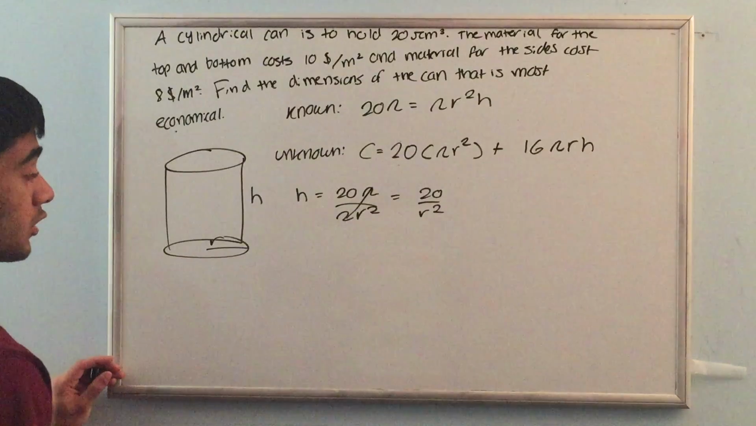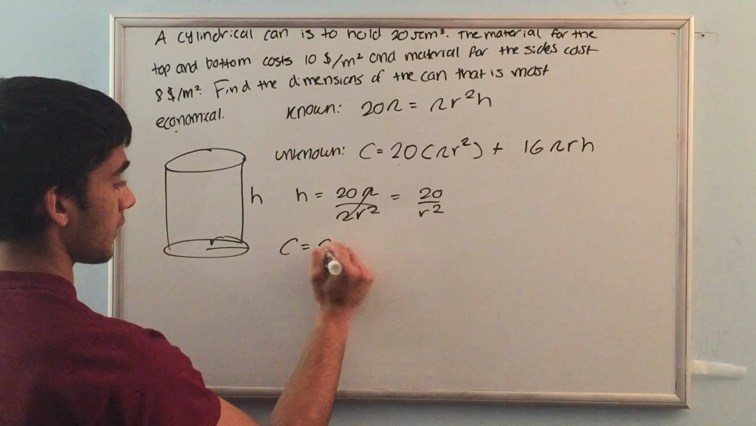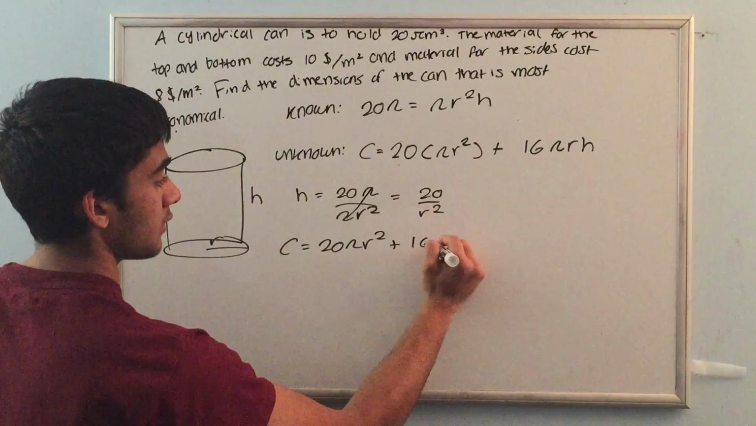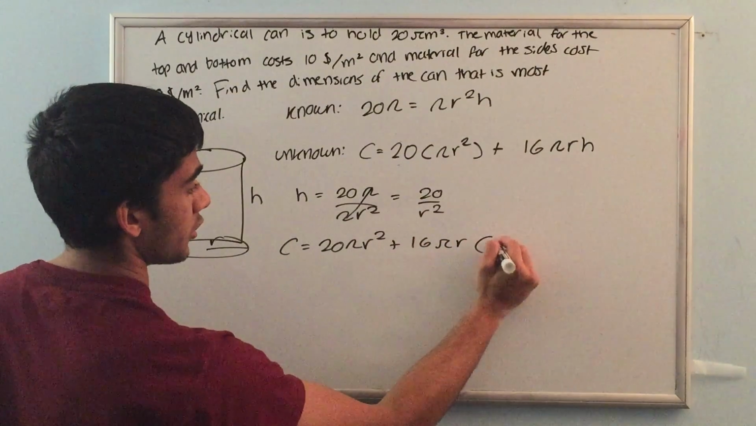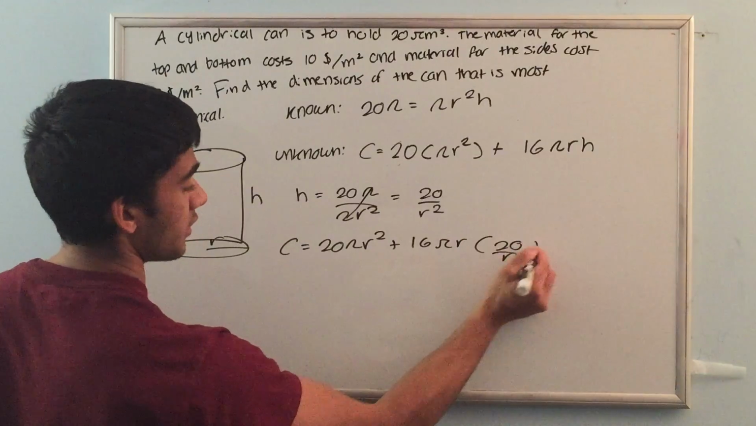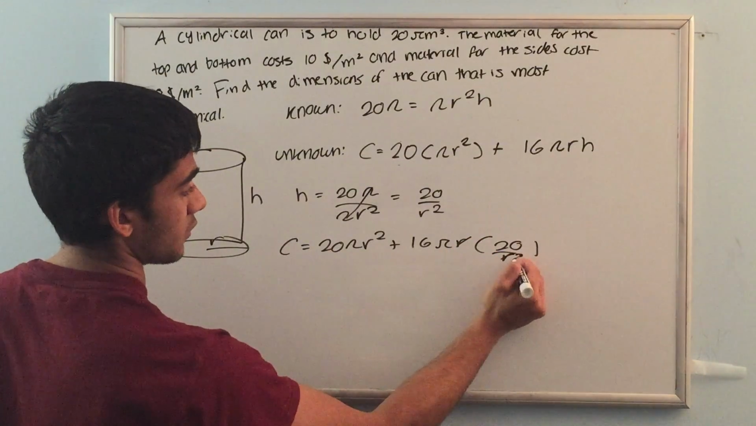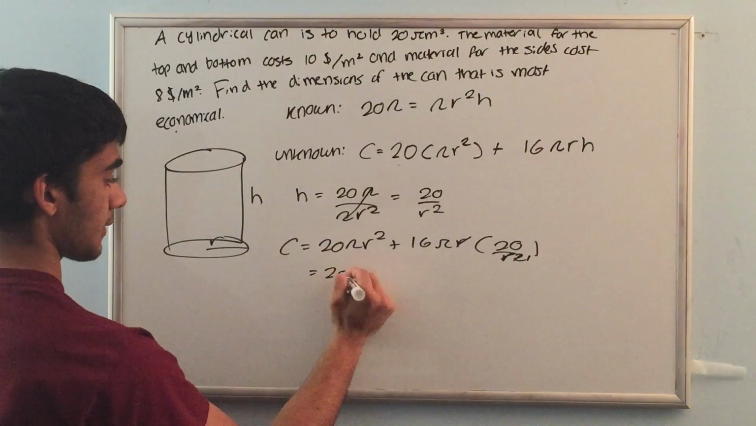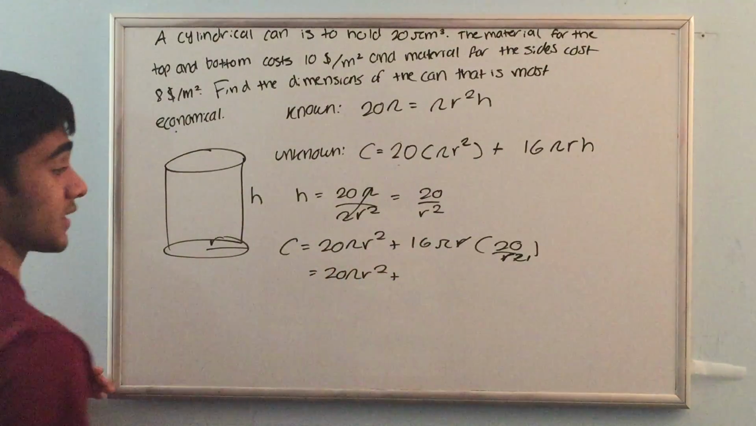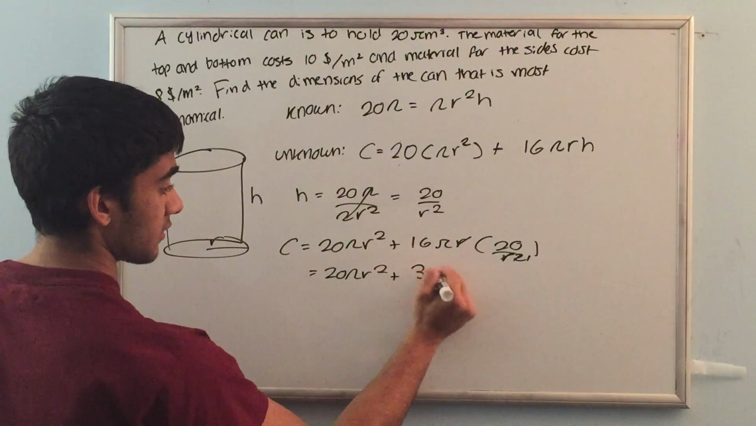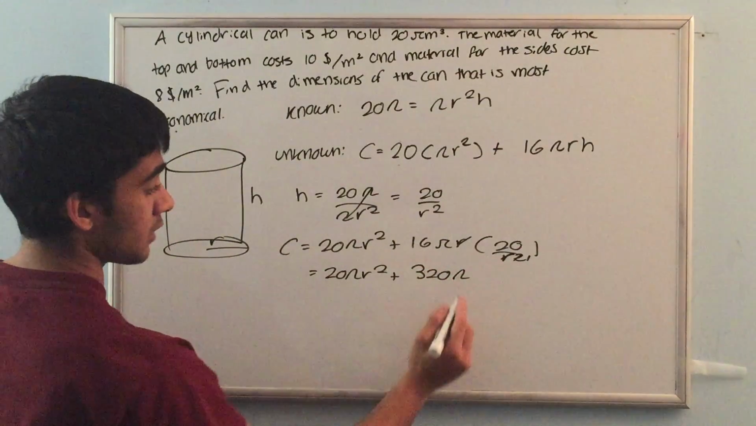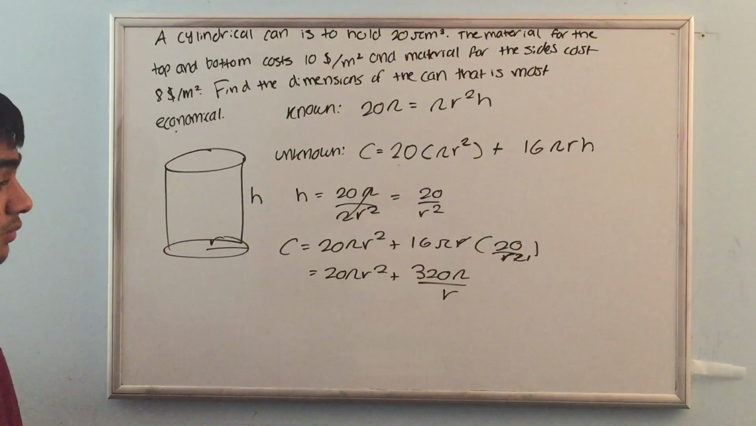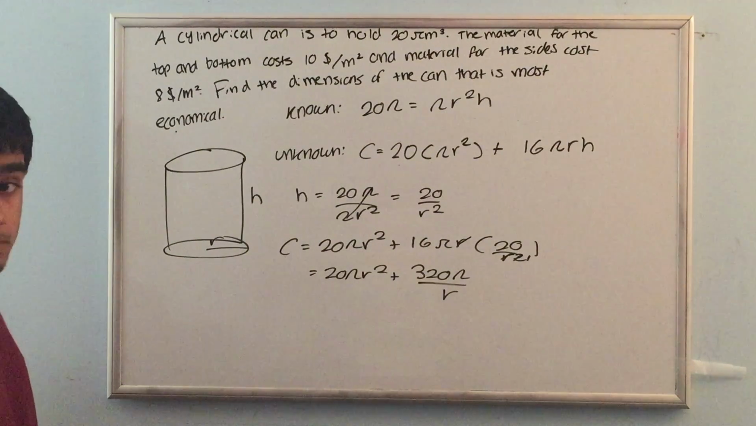So we can rewrite our unknown equation as C equals 20 pi r squared plus 16 pi r times 20 over r squared. The r's cancel out. This becomes r to the first power. So we can rewrite this as 20 pi r squared plus 20 times 16, which is 320, pi over r. So we found our new cost equation to be 20 pi r squared plus 320 pi over r.